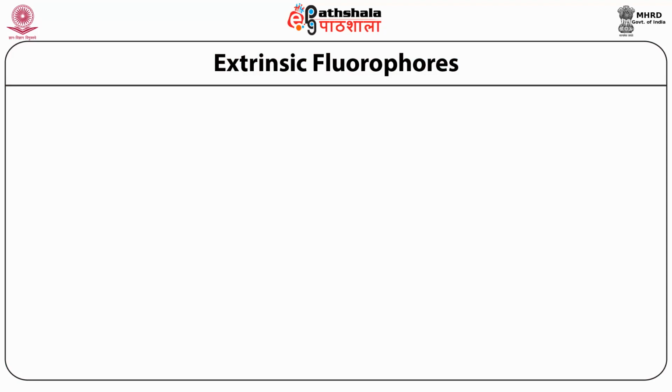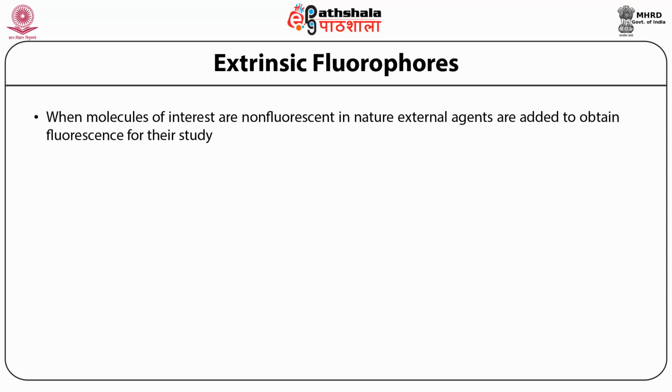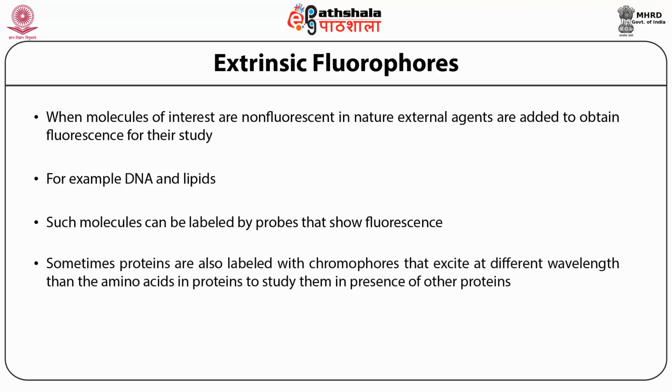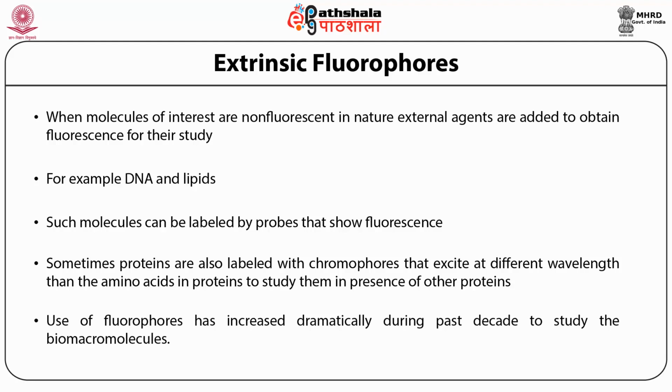Extrinsic fluorophores. When molecules of interest are non-fluorescent in nature, external agents are added to obtain fluorescence for their study. For example, DNA and lipids are non-fluorescent in nature, and external agents can be added which bind to them and produce fluorescence. Such molecules can be labeled by probes that show fluorescence. Sometimes proteins are also labeled with chromophores that excite at different wavelengths than the amino acids in proteins to study them in presence of other proteins. Use of fluorophores has increased dramatically during past decades to study the biomolecules.